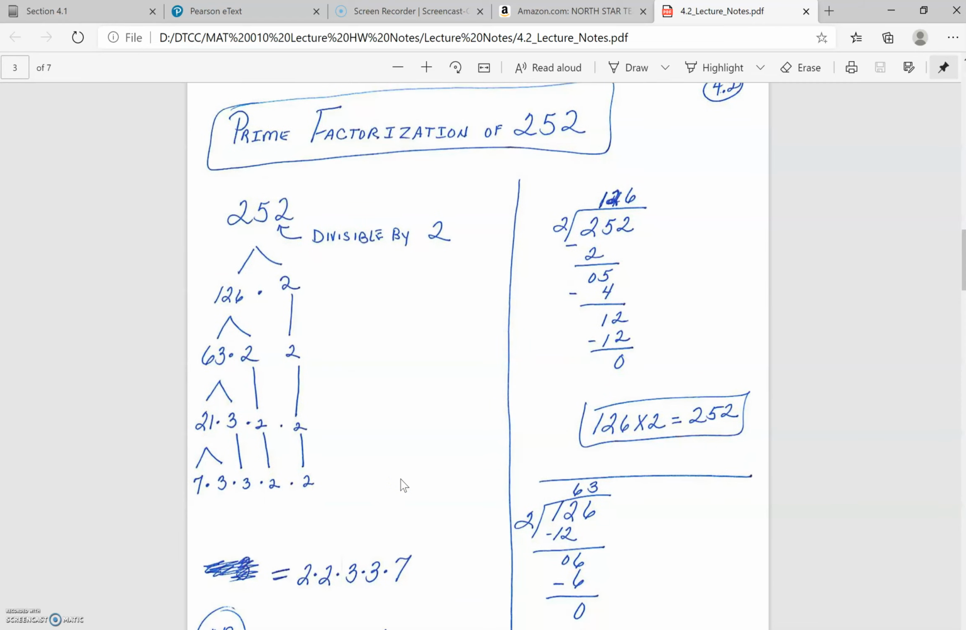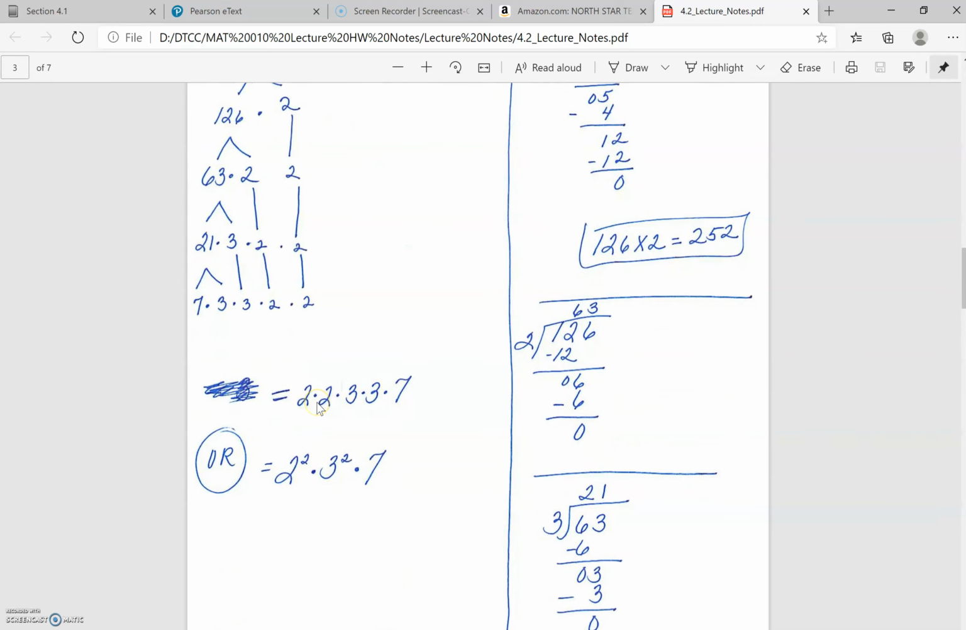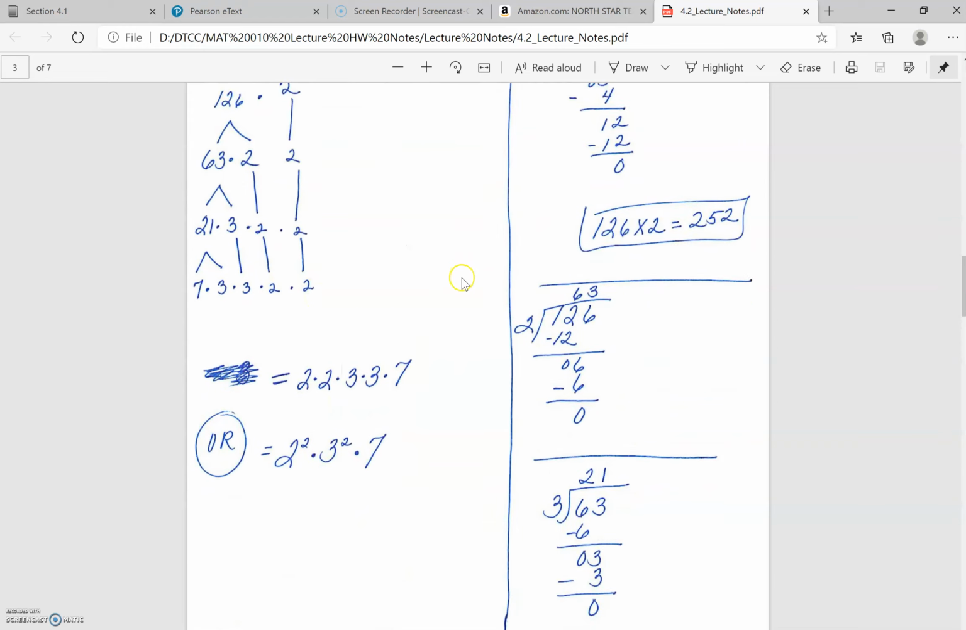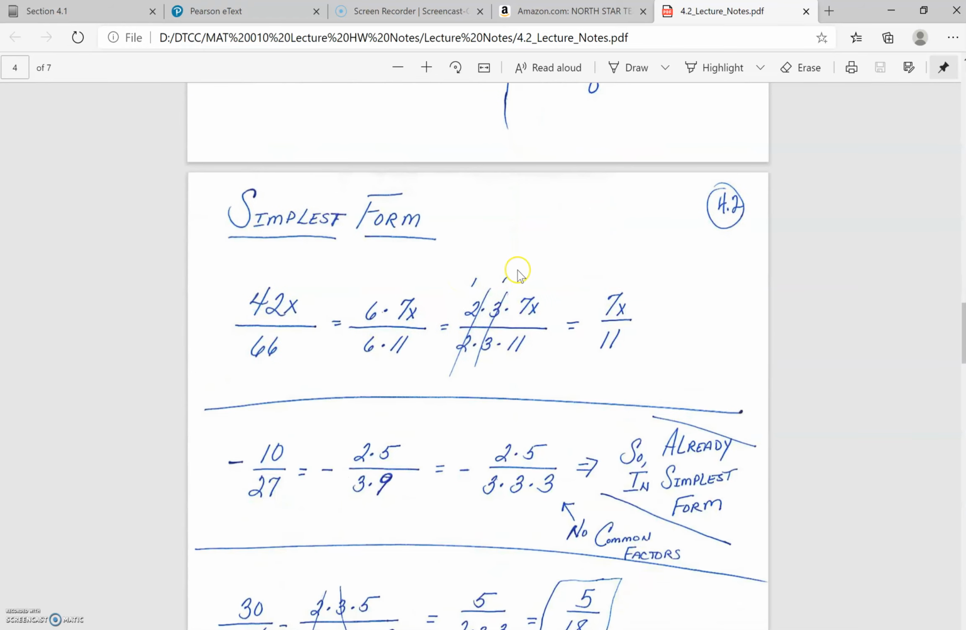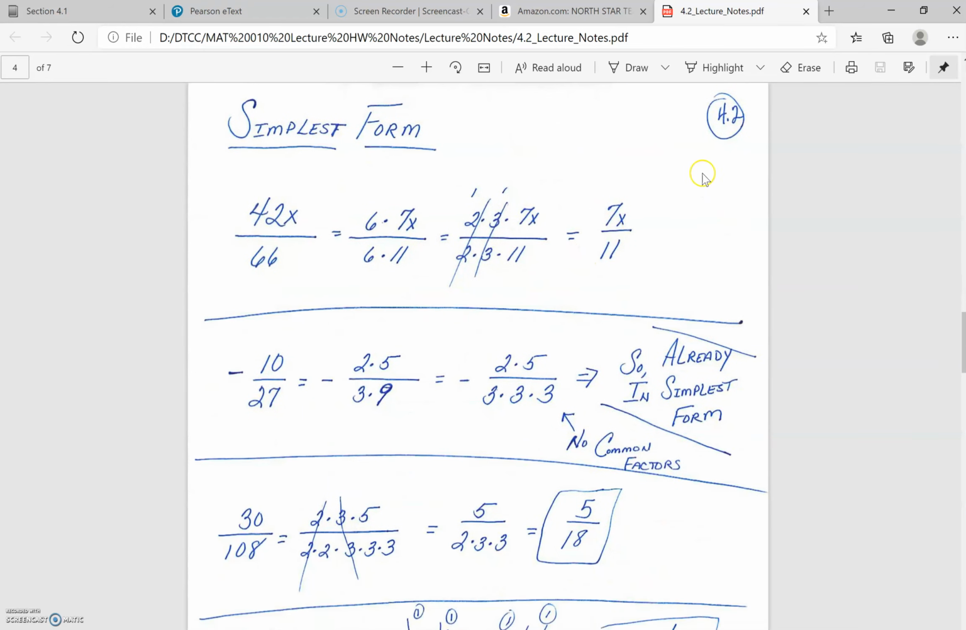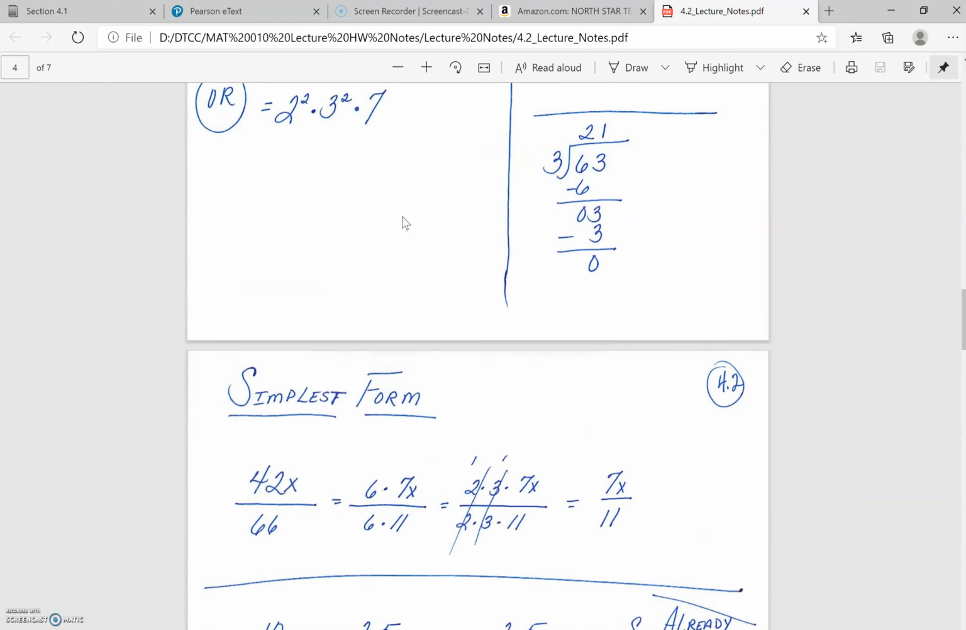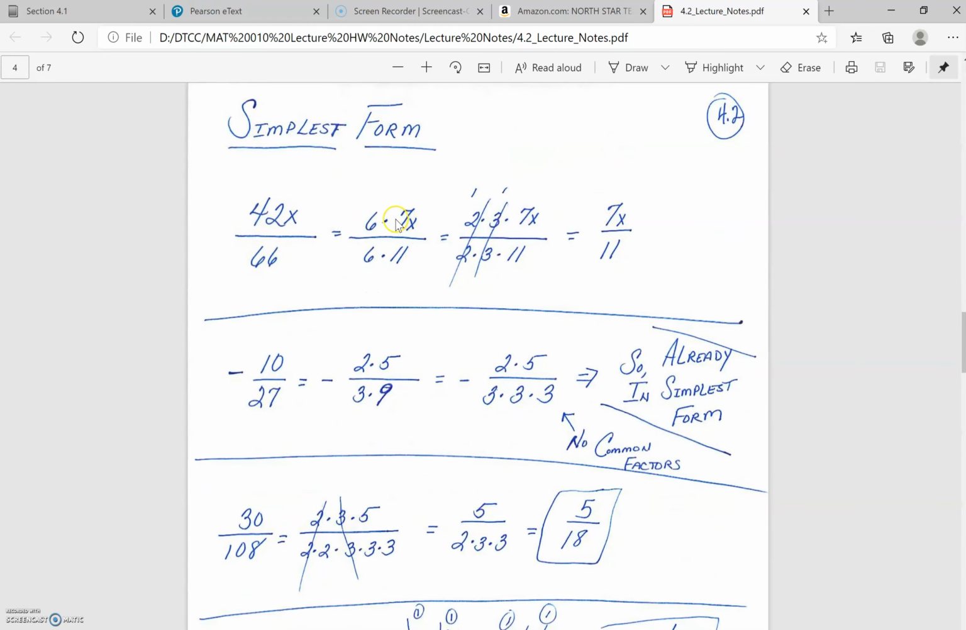Now, there's another method that you can use if this method here is too difficult. I'm going to show you how you can use a division method to break that number down. Then I'm going to go into making sure that every time we have a fraction, how do we take it in simplest form using this factorization? So I'm going to show you this approach.